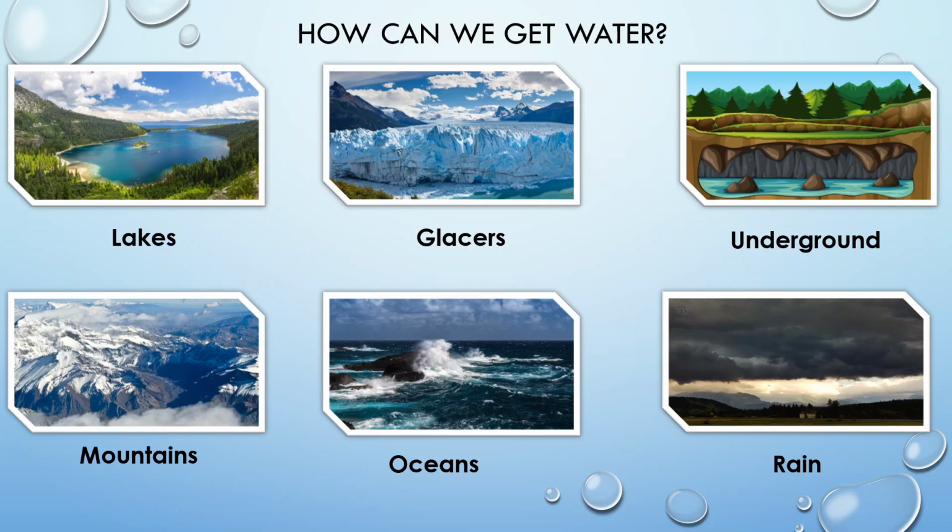So when we think about water, we can think that we can find water in different places, such as lakes, glaciers, underground, on top of the mountains with snow, of course, the ocean, and when it rains. But not all water is the same. We're going to talk about this in a few moments.